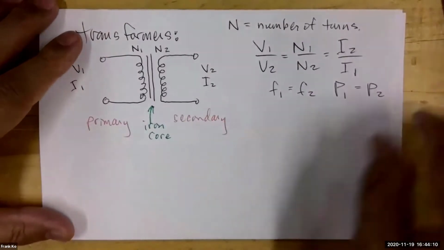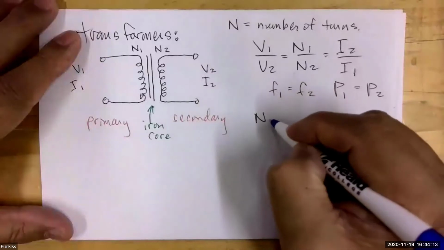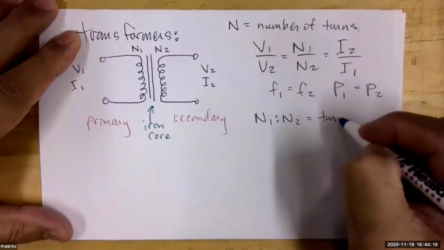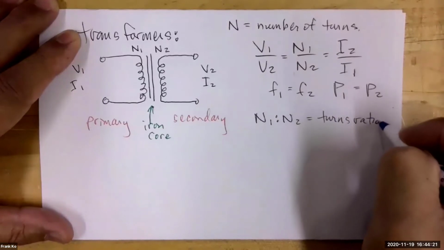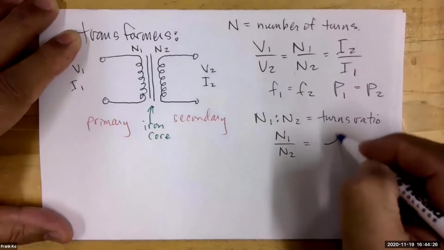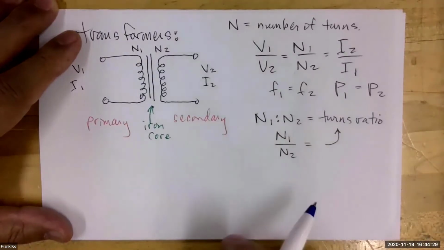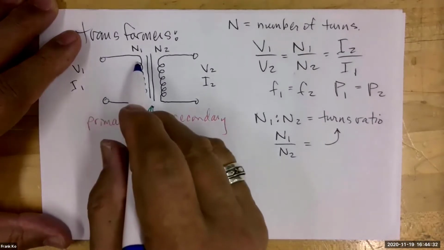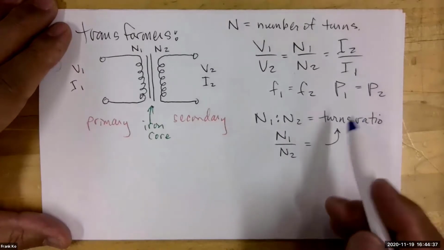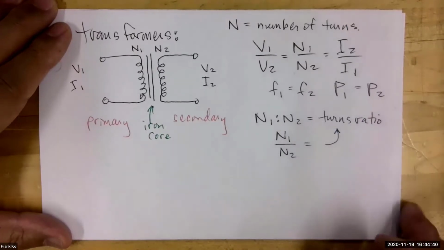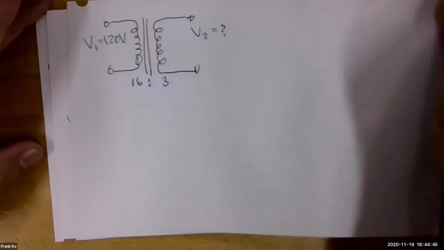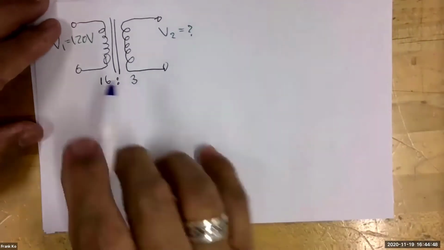And so there's a very unique name to this. Your N1 colon N2 has a name. It's called your turns ratio. Sometimes it's written this way, N1 over N2, also known as your turns ratio. And the ratio tells us the number of coils in one side relative to the number of coils on the other side. So this is called what ratio? Turns ratio. Now, if I bring this back to this sheet that I've just drawn, I have a turns ratio that says 16 to 3.